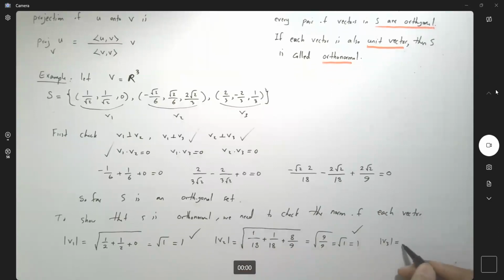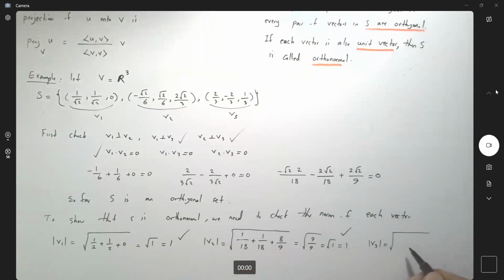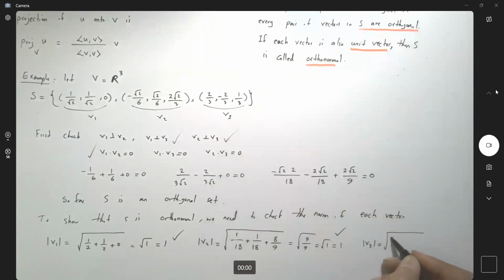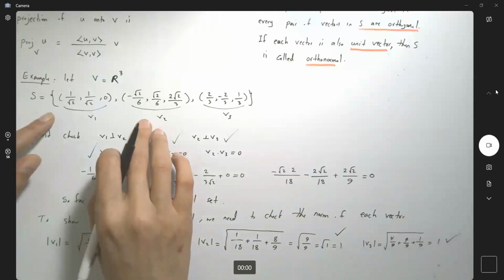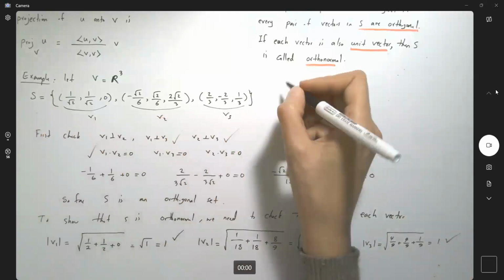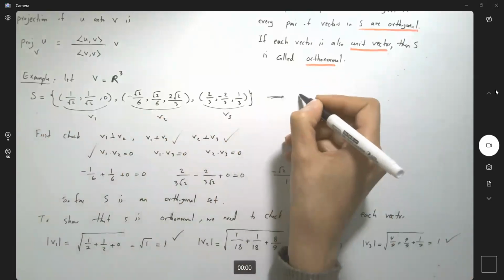You can check the magnitude of V3 as well. V3 is also a unit vector. Here you have 4 over 9 plus 4 over 9 plus 1 over 9, which is basically 1. So each vector in S is a unit vector. So it is an orthonormal set.